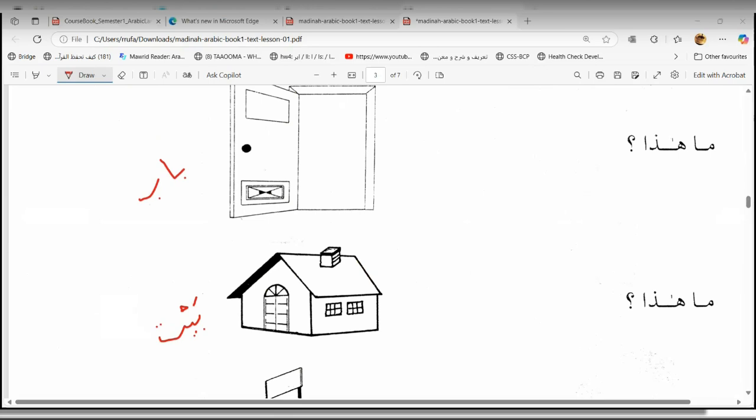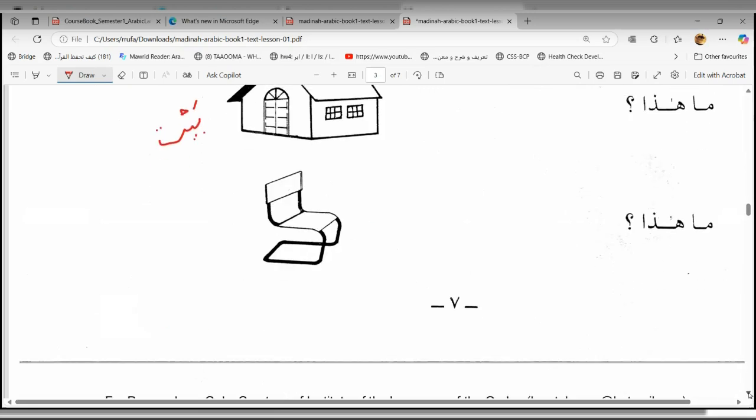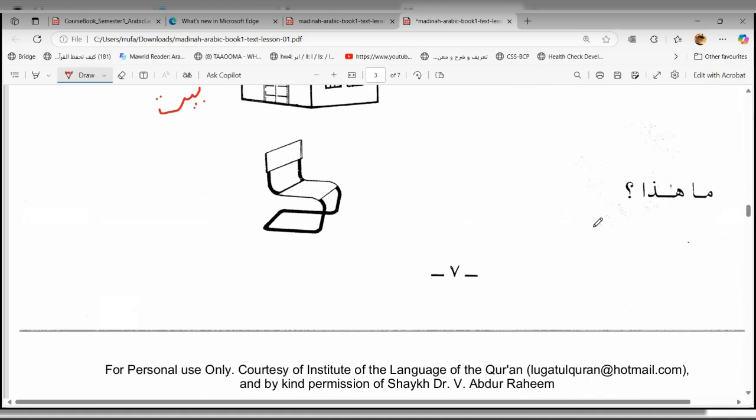So the next one is bait. ما هذا؟ هذا بيت. Very good. Thank you. This is a house. And then we have kursi, which is the word for chair.